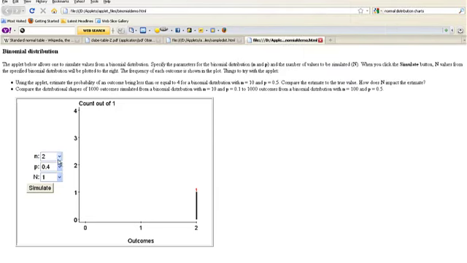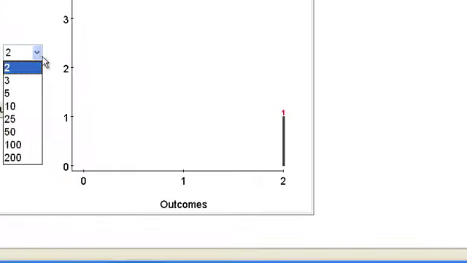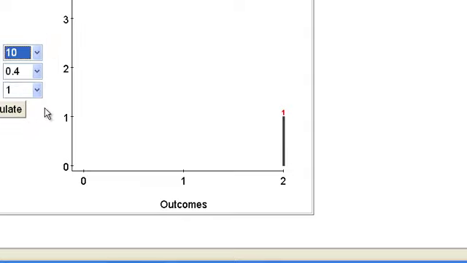Now, n is the number of trials, right? It's the number of outcomes that we can possibly have. That makes sense? So remember, we did this, the number of Big Macs that come out in 10 cars. So it could be 0 Big Macs, 1 Big Mac, 2 Big Macs, etc., etc.